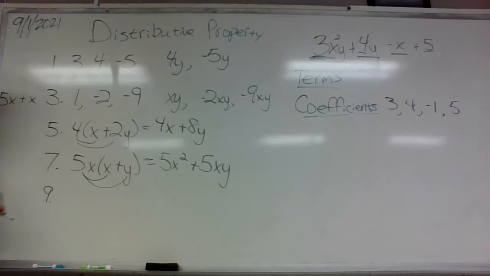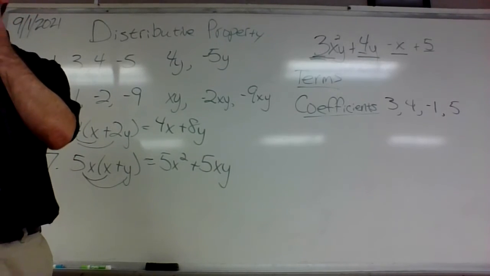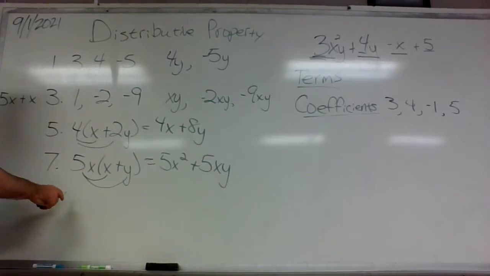Number 9. We're kind of running out of time here. I need to give you guys at least 5 or 10 minutes to work on these. But remember, it's due on Friday either way, so it's okay. Number 9 is not distributive property. What is 3a plus 7a? 10a. That's pretty short and sweet.